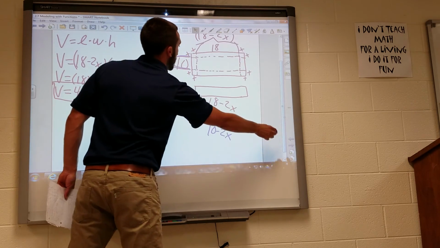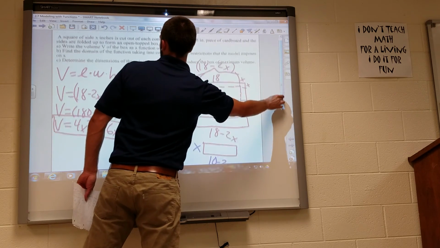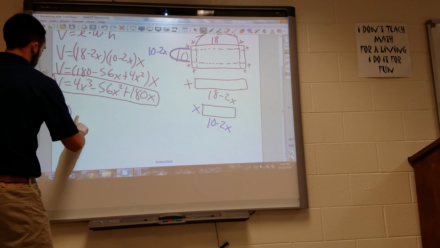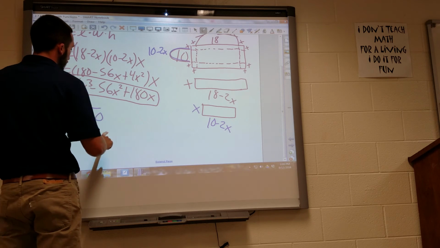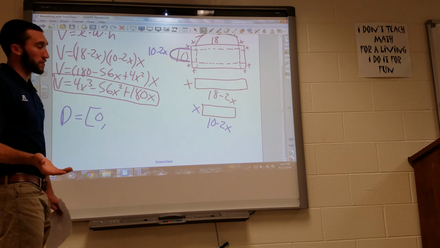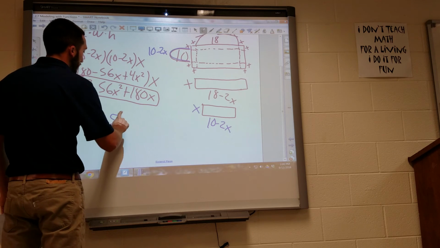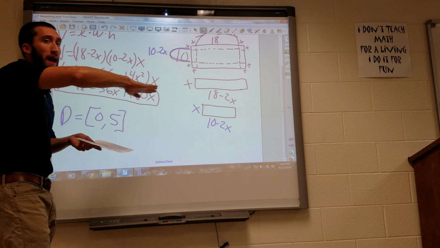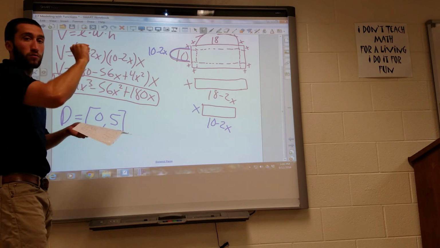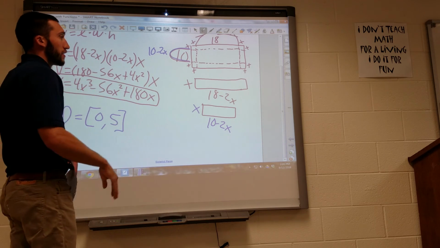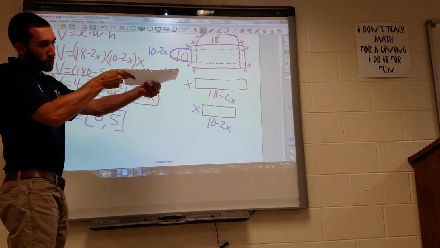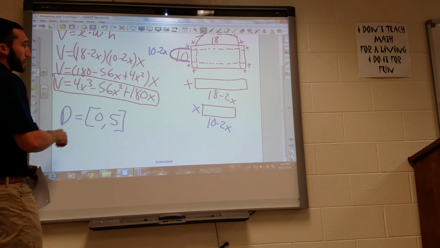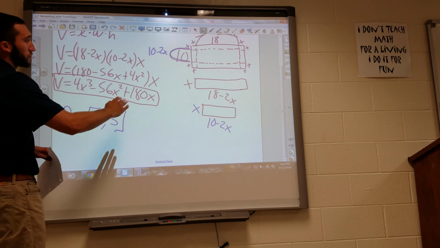So my domain, I can include 0. That just means I'll have a volume of 0. And I can include 5. That also means I'll have a volume of 0, right? Because it'd just be a flat cardboard piece. There'd be no width, there'd be no height to it. So it'd just be a flat piece of paper, right? So it wouldn't have any volume. So at 0 and at 5, it wouldn't have any volume, but we have all the points in between.